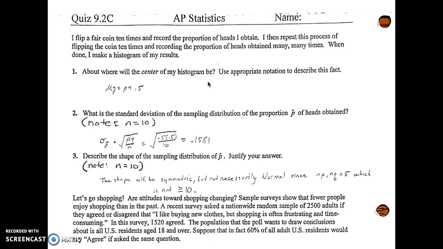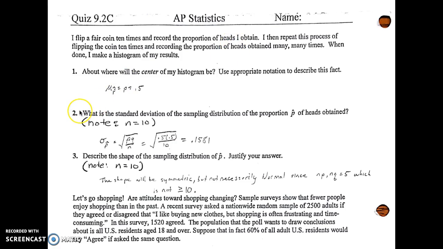So what you need to think about is if you're flipping a coin 10 times and you're recording the proportion of heads, you would expect in the long run there to be about 5 heads out of 10 flips because there's 2 outcomes. It's half, a 50-50 shot. So the notation for describing the fact that you will have heads 50% of the time would be the mean of the sample proportions. The mean of p hat is going to equal the population proportion p, which is equal to 0.5. That's the proportion of heads that you're going to obtain.